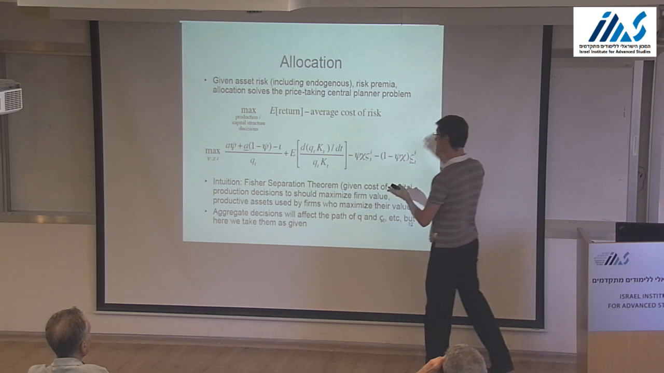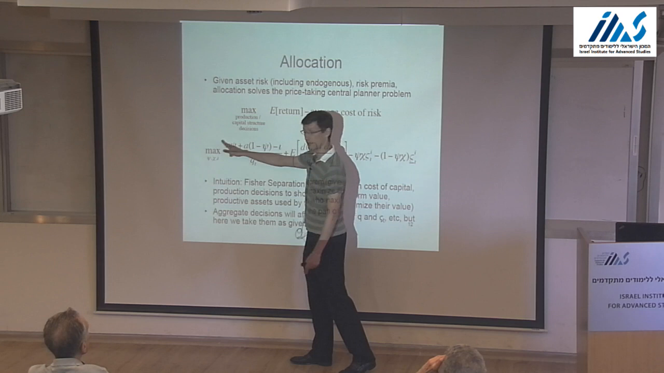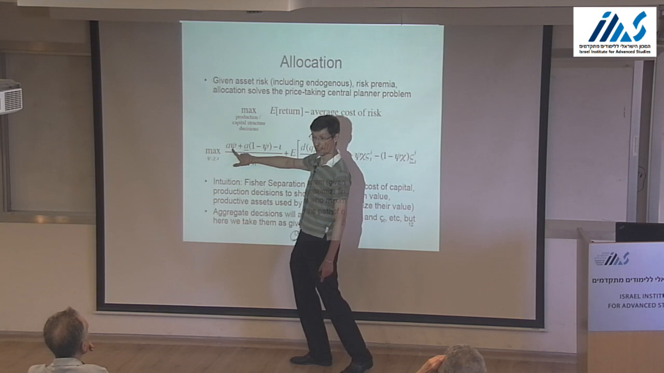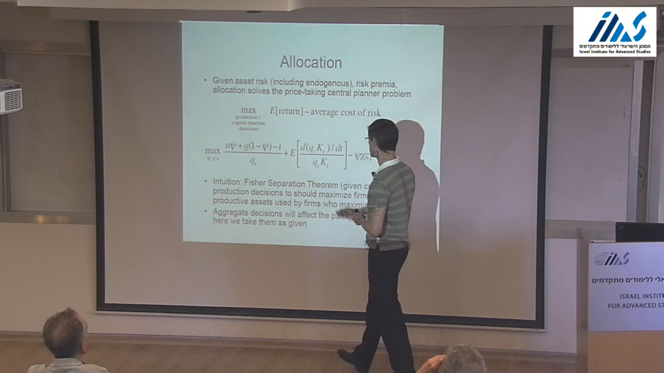And then in this specific model, this is going to be the maximization problem. So you maximize the return from all of the capital that's invested, partially held by households and partially held by experts. So this is a dividend yield on the whole world capital. This is one big firm that's basically allocating the productive assets to different agents. This is the capital gains rate.